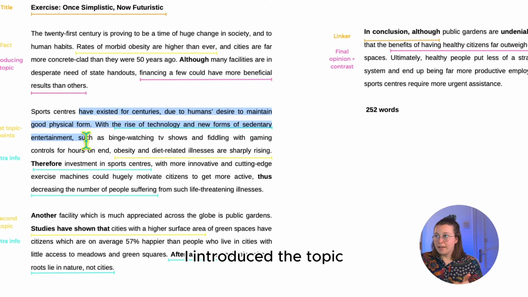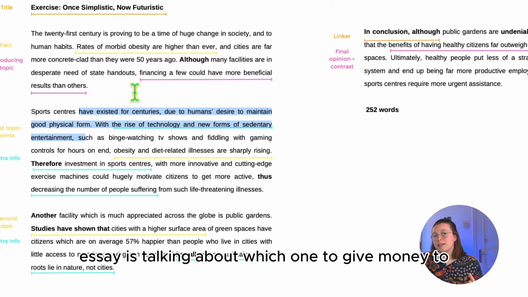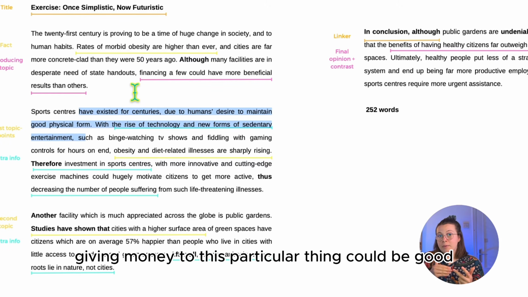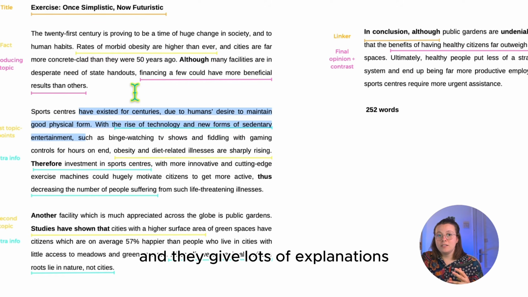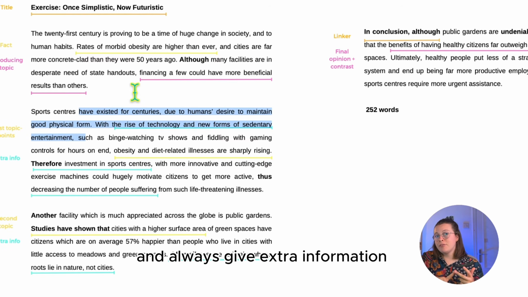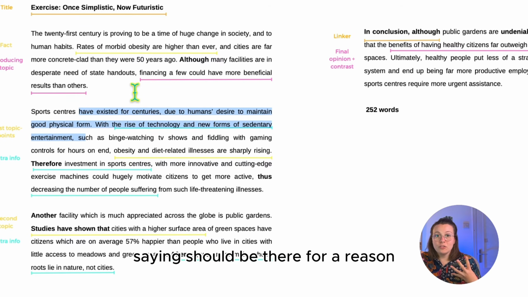First of all, I introduced the topic and I mentioned the problem. And because this essay is talking about which one to give money to, I explain why giving money to this particular thing could be good. And I give lots of explanations. And that's exactly what you should do. Introduce the topic, give an example, and always give extra information to justify your point. There should be no random sentences here, but everything you're saying should be there for a reason.